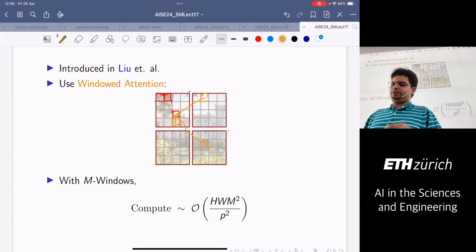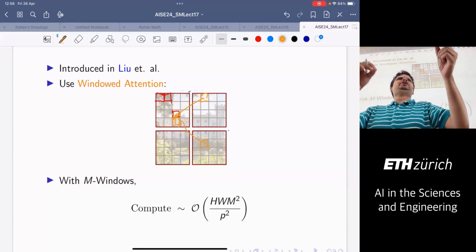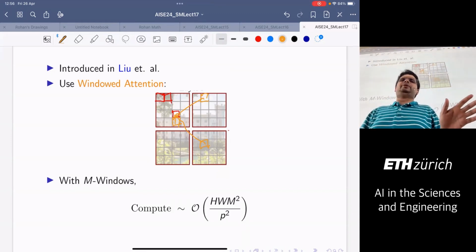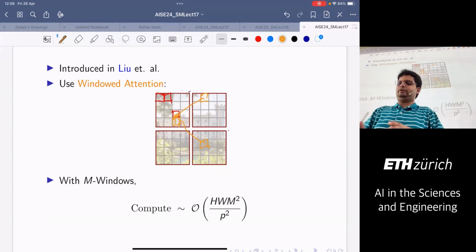The idea of these people was very simple: instead of doing attention over each patch to patch, instead of point to point, we went to patch to patch. Now they say, let's not do attention over patch to patch, because that's the expensive part, right? Because that's where it's quadratic. Let's do it over windows.